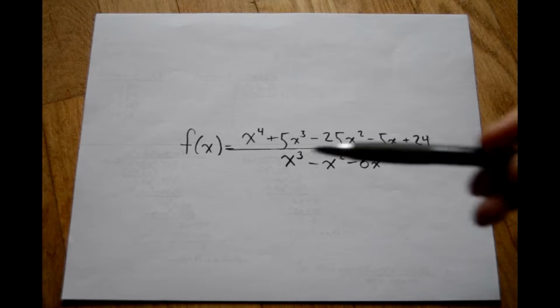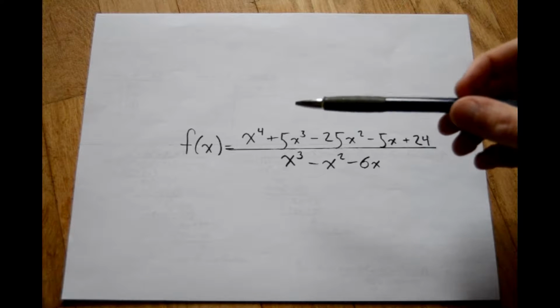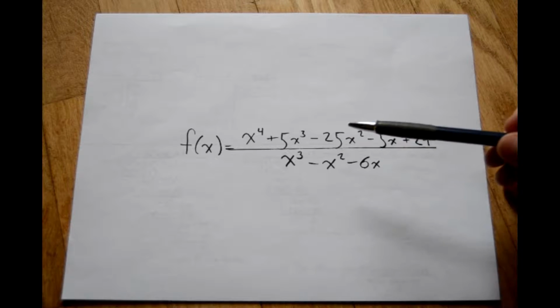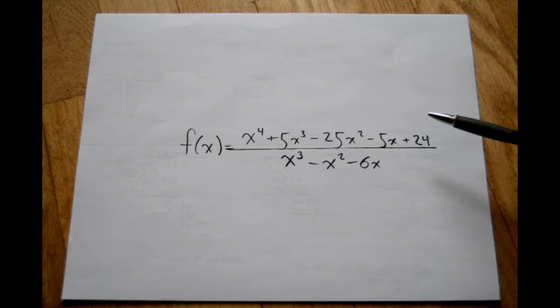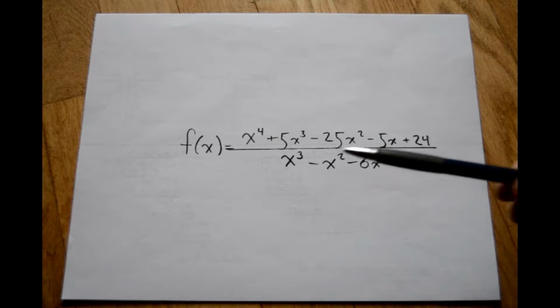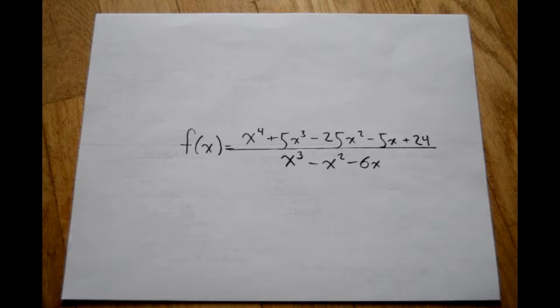We have f of x equals x to the fourth plus 5x cubed minus 25x squared minus 5x plus 24, all over x cubed minus x squared minus 6x. This kind of function is in the family of rational functions because it has one kind of function on the top and something else on the bottom, and it divides them. Properties of a rational function include that it can have vertical, horizontal, or oblique asymptotes as well as holes. So let's move on to the first little bit of our function.